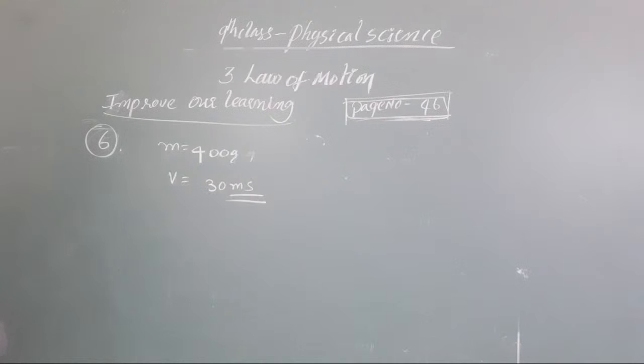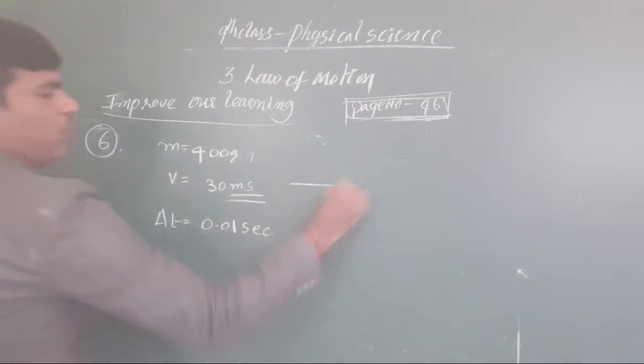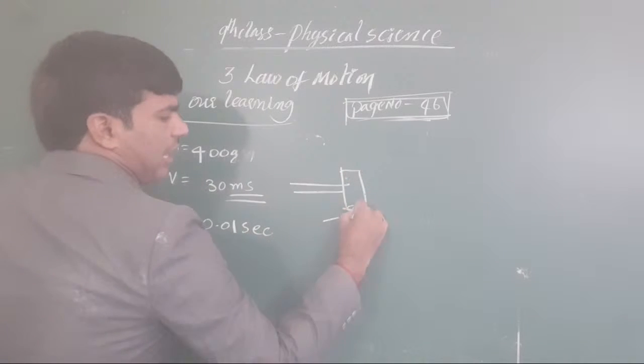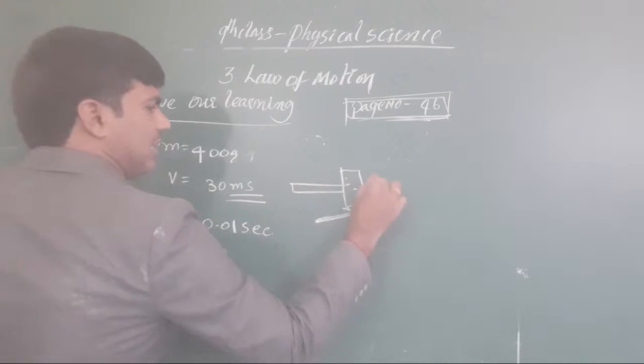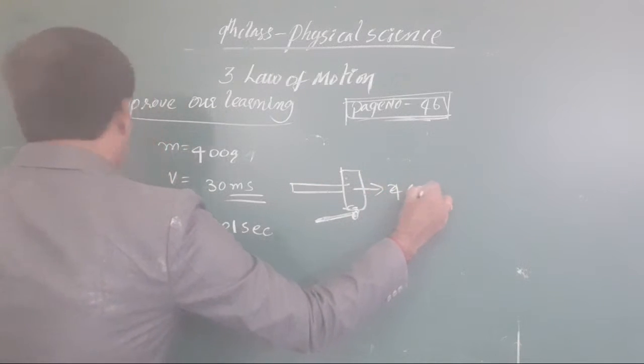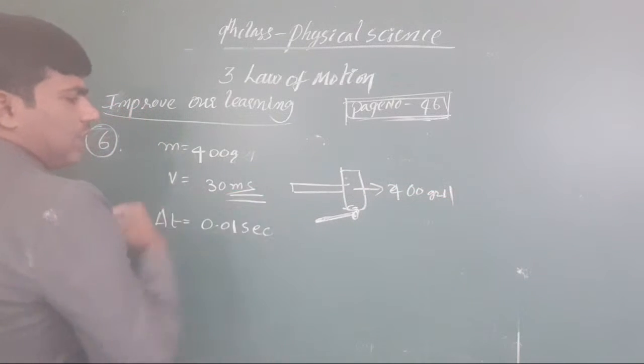Now you will get the momentum, but the momentum changes within a short time. Del t is taken as 0.01 second only. The hammer is working on the nail, and it has a mass of 400 grams and a velocity of 30 meters per second.